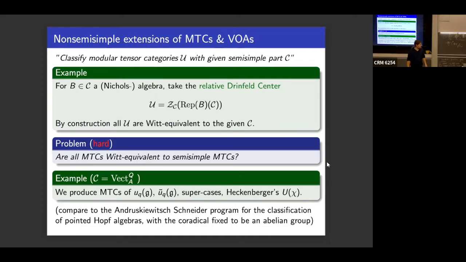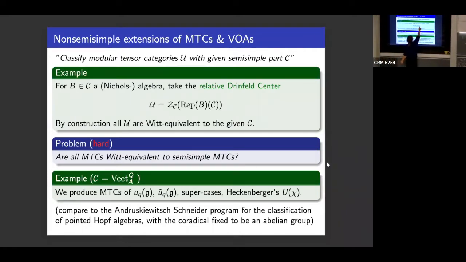How is that with the equivalence between U and C? But how do you show that U and C are equivalent? Because the center of rep B, C is, so that's how you construct a relative center.